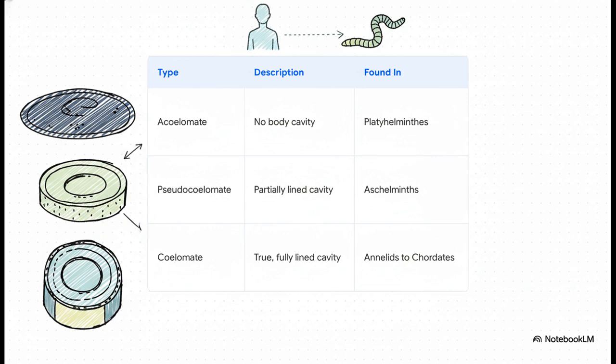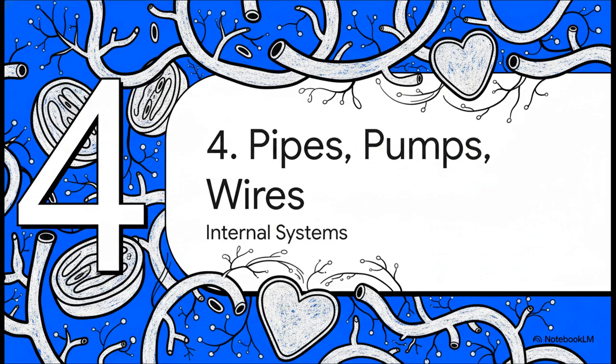And then you have us, the coelomates, from earthworms all the way to humans. We have that true, fully lined body cavity, which allows for the most complex arrangement and support of all our internal organs. We've built the structure, so now it's time to install all the internal systems. You know, the pipes, the pumps, and the wires.